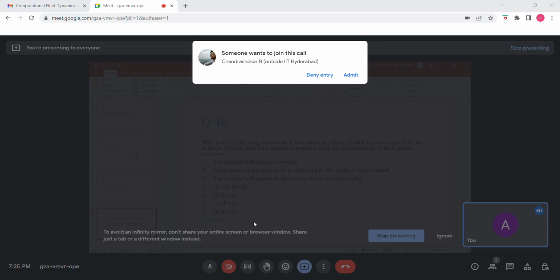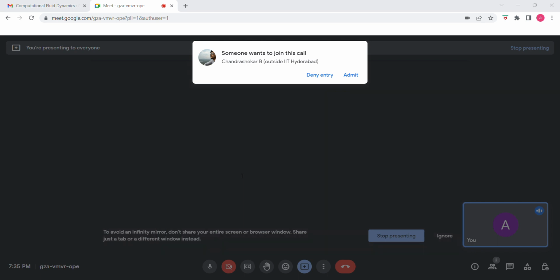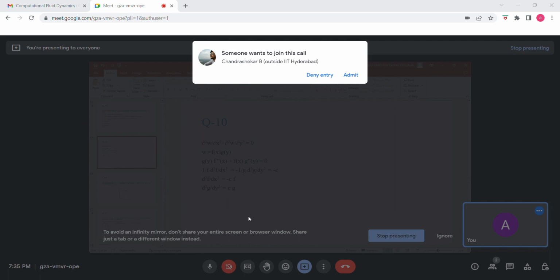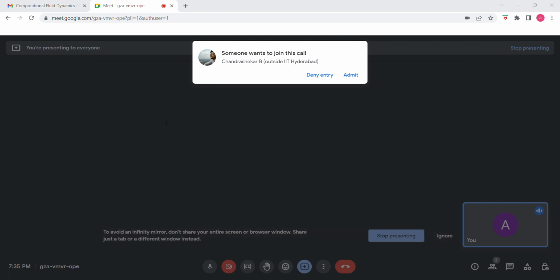So in this system, the method will always converge and the solution will approach the solution asymptotically. But an initial guess at one grid point is not sufficient to get started. We need all the boundary condition values to get the system to solve the set of equations. This is how we get an asymptotic solution when we are solving with the Gauss-Seidel method.